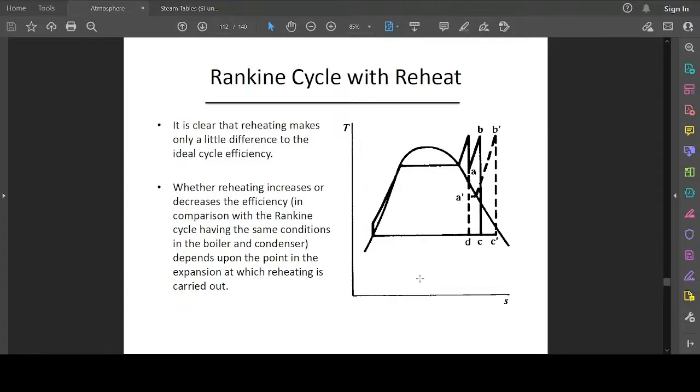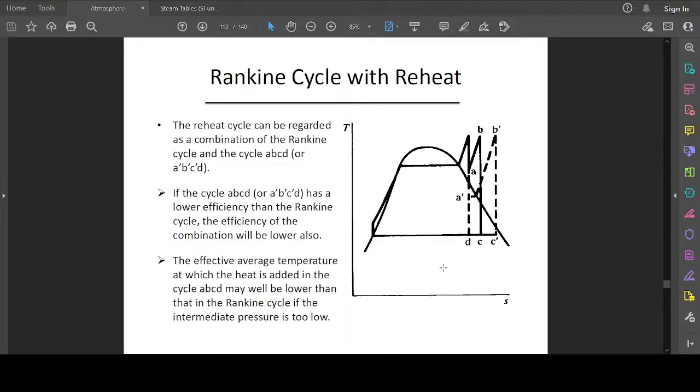Whether reheating increases or decreases the efficiency in comparison with a Rankine cycle having the same conditions in the boiler and condenser depends upon the point in the expansion at which reheating is carried out. Meaning that you can add multiple reheats.